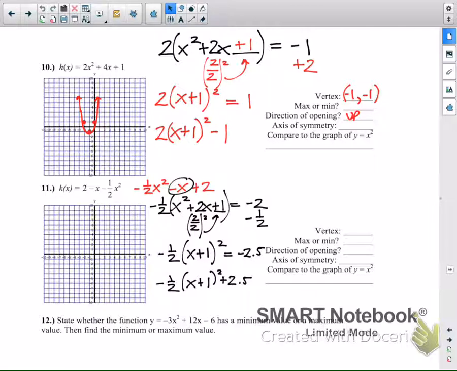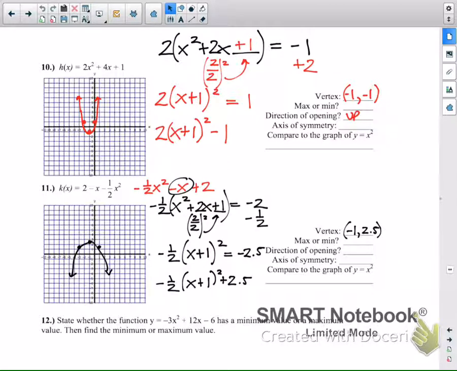What's my vertex going to be? -1, up 2.5. And this is going to open which way? Down, which means I go down 1 over 2. Whoops, that's not a full 1. Down full 1 over 2. And that's going to be the basic shape of my parabola.